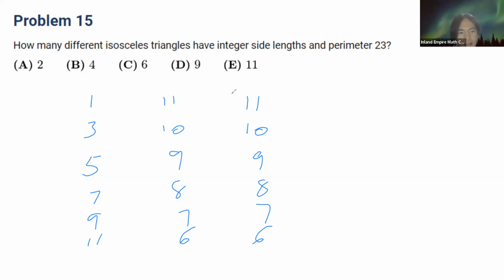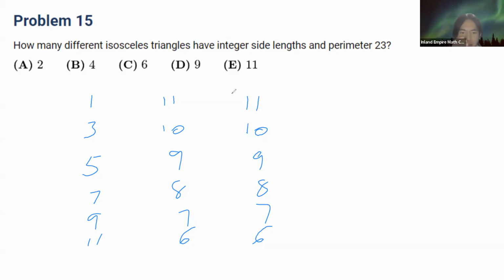Yeah, actually, this is really interesting because if you look at this, each one sums to 23. Right, and so this would give you a total of 6 different options. But you could also try to solve this using an equation.